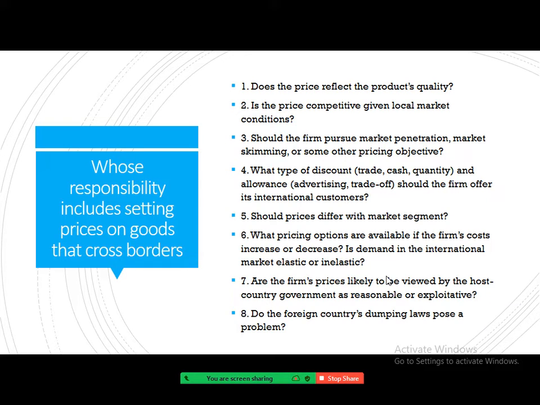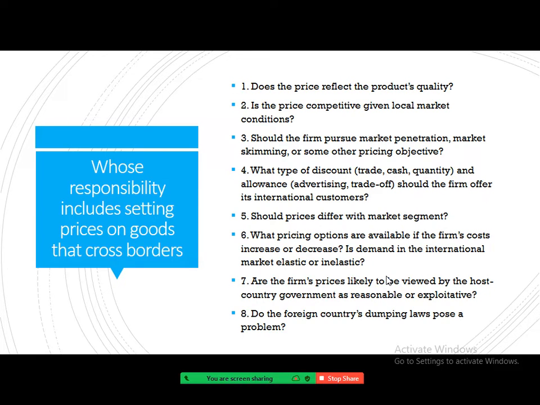What type of discounts and allowances should the firm offer to international customers? Should prices differ with the market segments? What pricing options are available if the firm's costs increase or decrease? Is demand in the international market elastic or inelastic? Are the firm's prices likely to be viewed by the host country government as reasonable or exploitative?